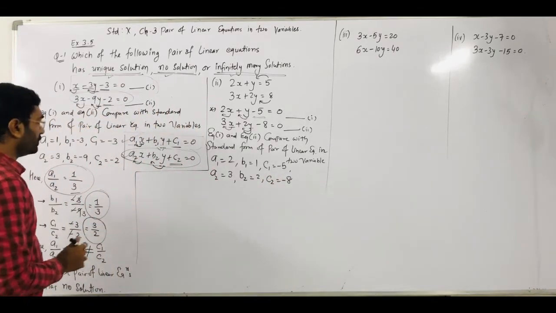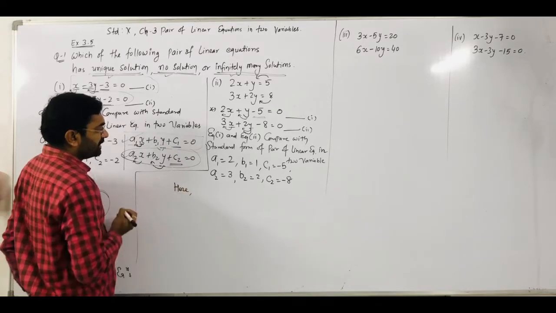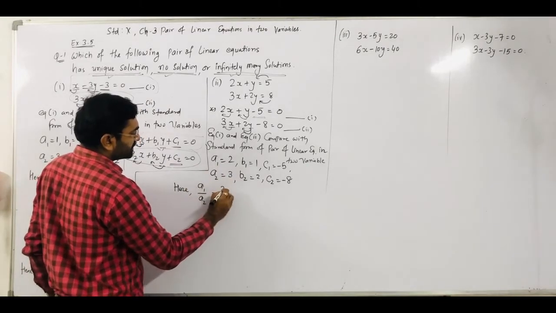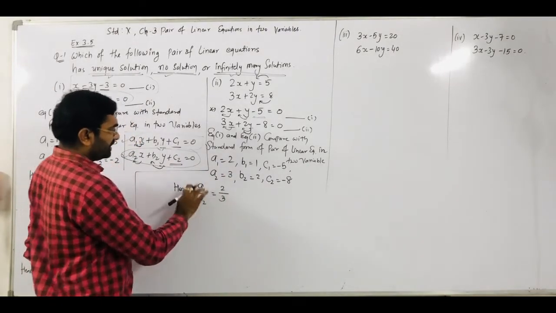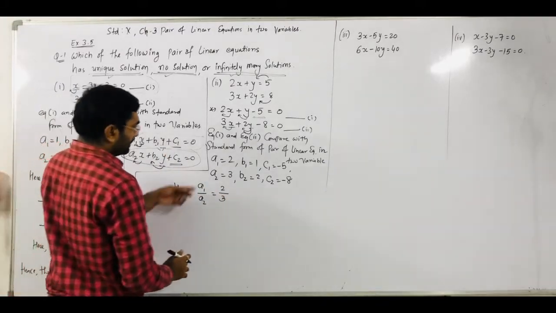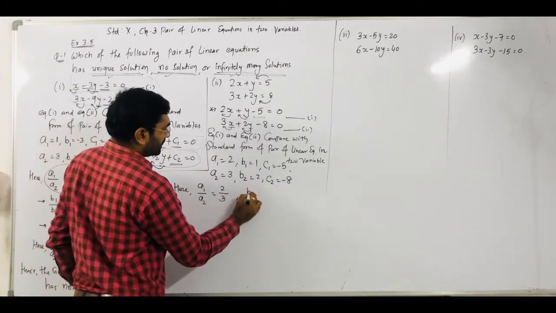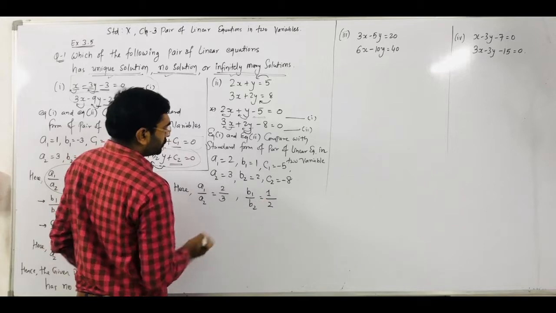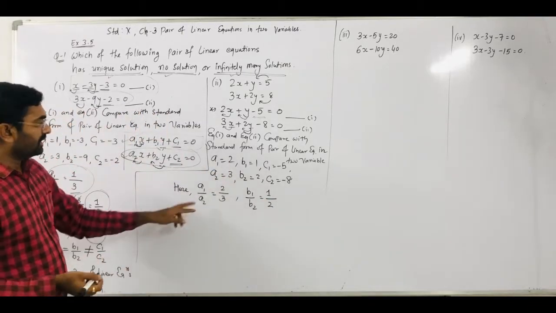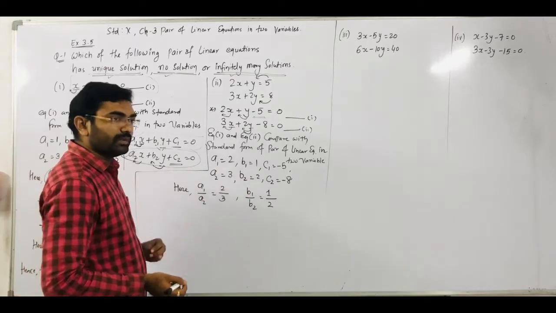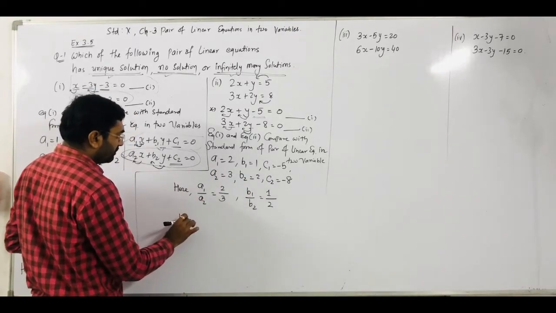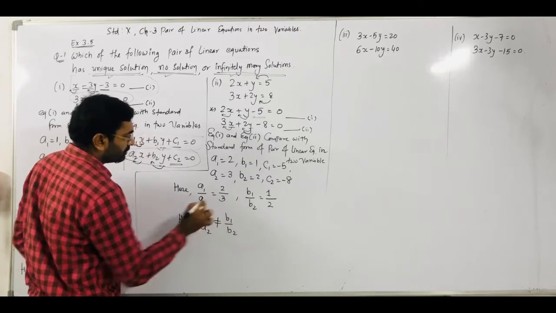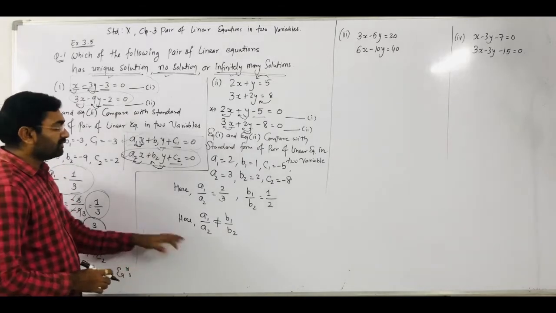Now based on the ratios, you can define which type of solution there is. Here we first take the A1 upon A2 ratio. A1 is the numerator, which is 2, and A2 is the denominator, which is 3. So the A1 upon A2 value is 2 by 3. Now we find the B1 upon B2 ratio. Observe, the B1 value is 1 and the B2 value is 2. So the A1 upon A2 value is 2 by 3 and the B1 upon B2 value is 1 by 2. So here A1 upon A2 ratio is not equal to B1 upon B2. Right? Whenever we get that type of condition, which type of solution do we get?